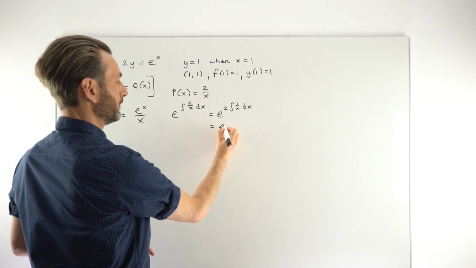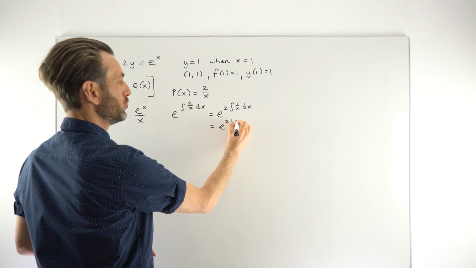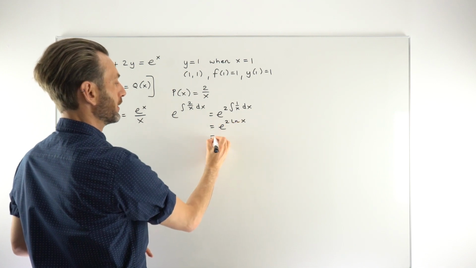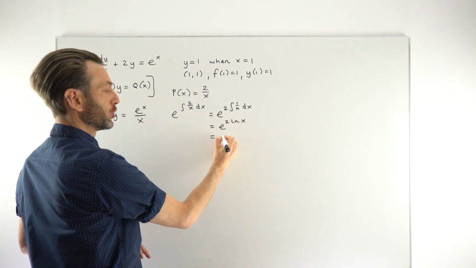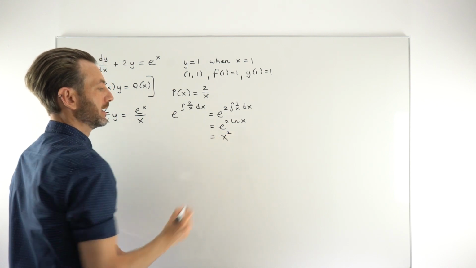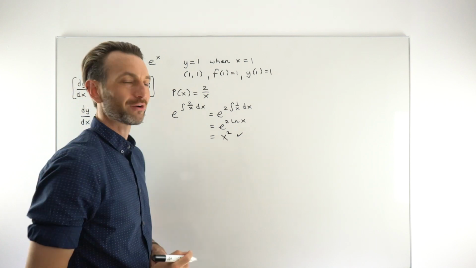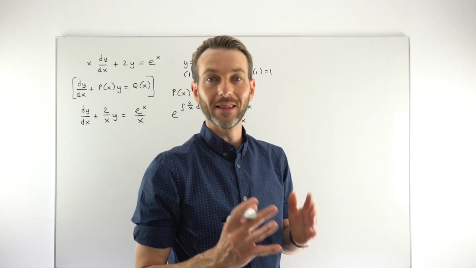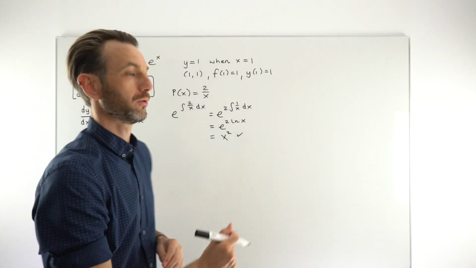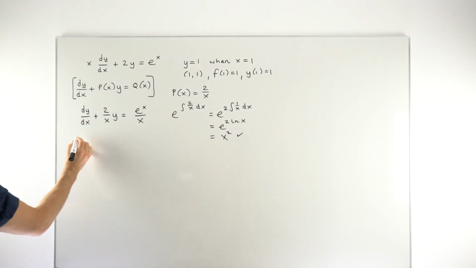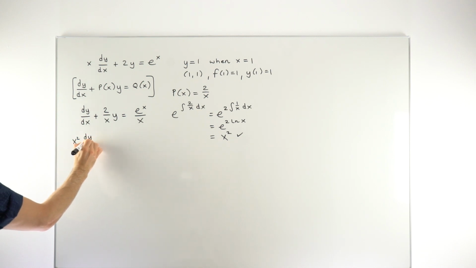So this is going to become e to the power of 2 ln x, and after a little bit of log work and simplification, which you should be fine with, that should come out to be x squared. So x squared is our integrating factor. Remember, the whole point of that is to then take that integrating factor and multiply through the equation by it. If you multiply through the equation by it, then you're going to get x squared times dy/dx.